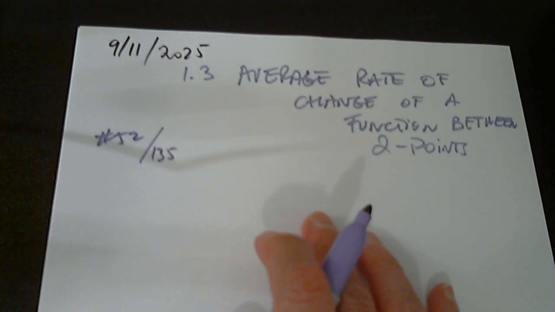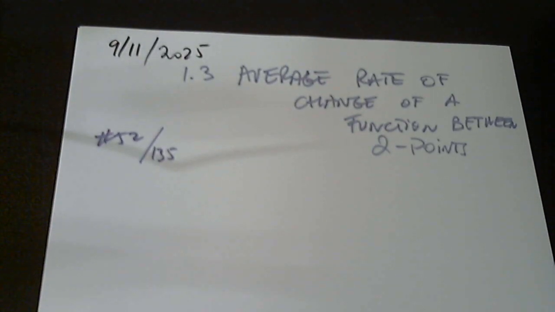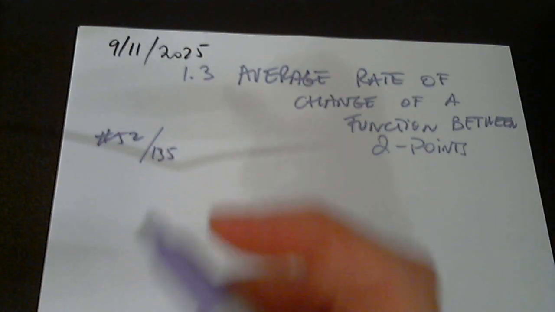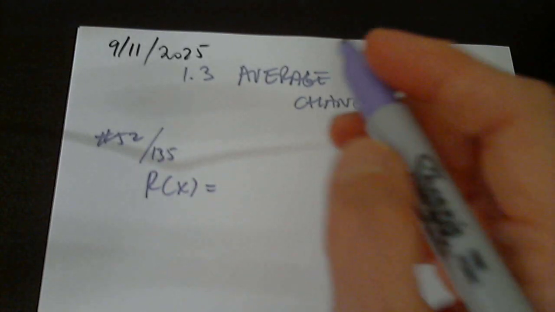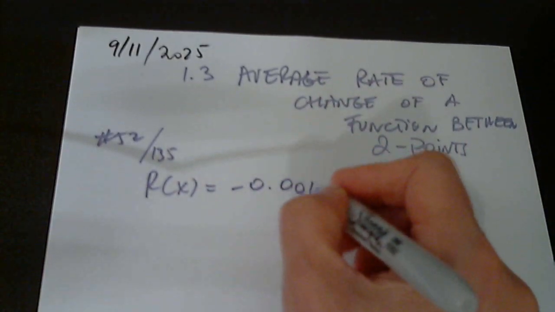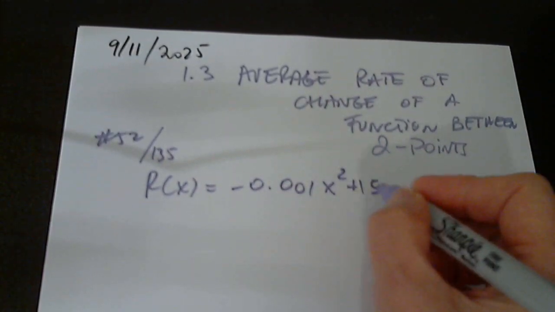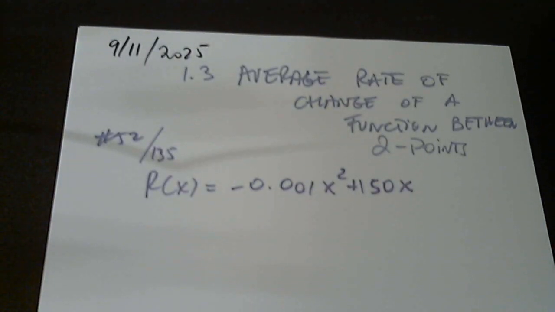Good. So we have a company named Fast Trends that determines that the revenue in dollars for the sale of x iPad holders is given by R of x, which is negative 0.001 x squared plus 150x. Find R of 305 minus R of 300 over 305 minus 300.